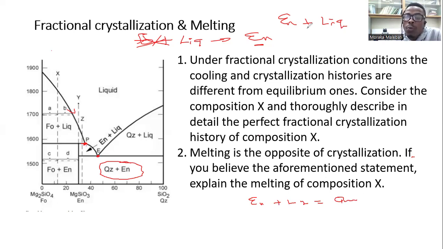And then the system won't move when we are here because we've got three phases, and we must remove all of this liquid to remain with only the quartz and apatite. Now it means we'll end our crystallizing history with quartz and apatite. Okay. Now, note that under equilibrium conditions, the final crystalline product of composition X consists of the phosphorite and apatite. But under fractional crystallization, we now have only the quartz and apatite.